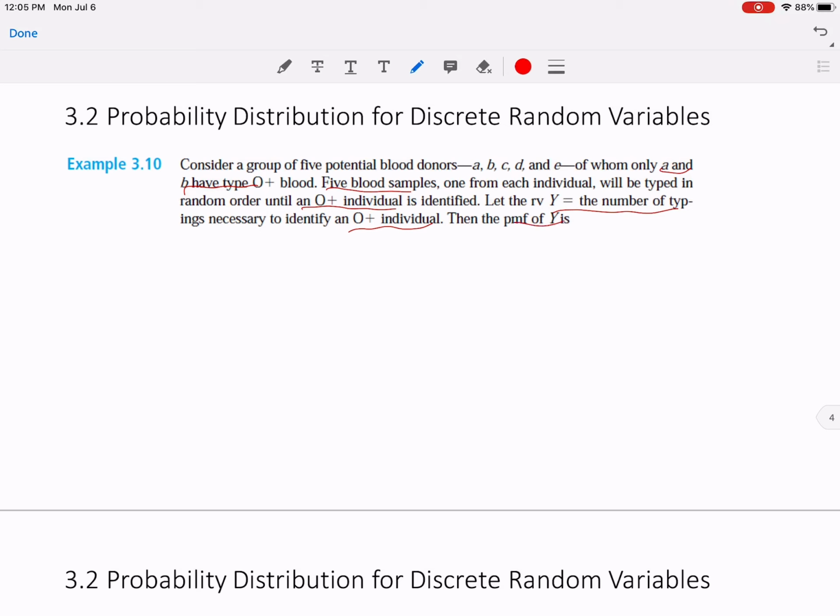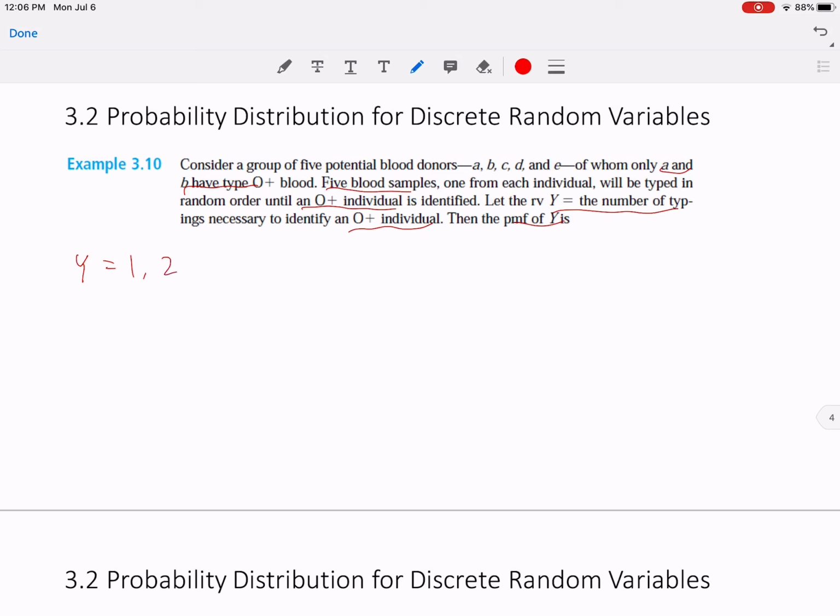As we went over previously, if we want to build up the PMF, we need to list all of the possible values of y first. Now, let's think of what kind of values y could be. So y could be 1, right? Because we have 5 people in total. Now, I will write it down first. y is equal to 1. That means the first one is O positive.